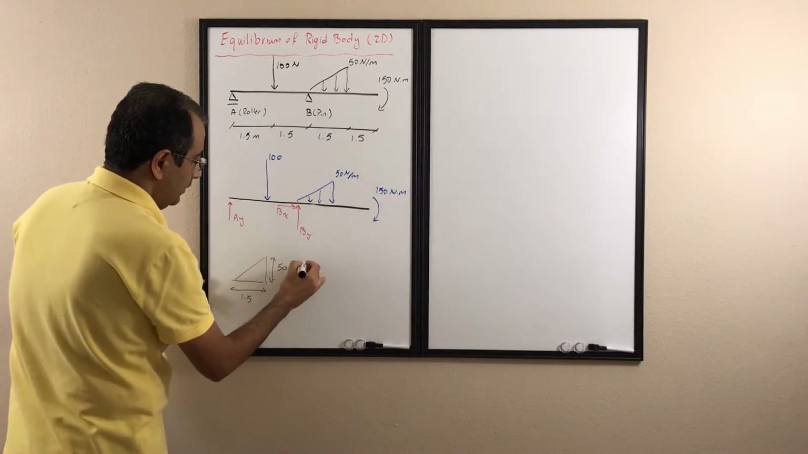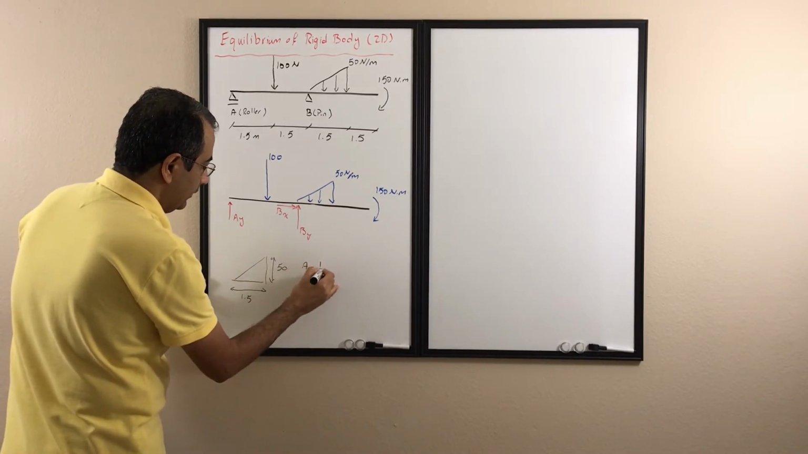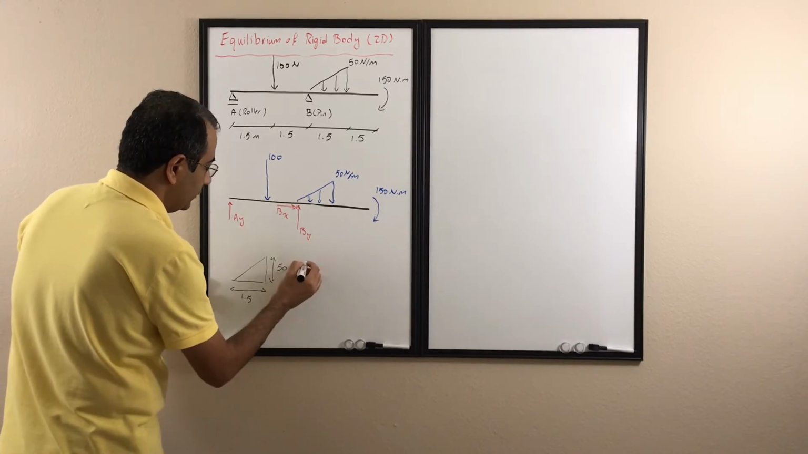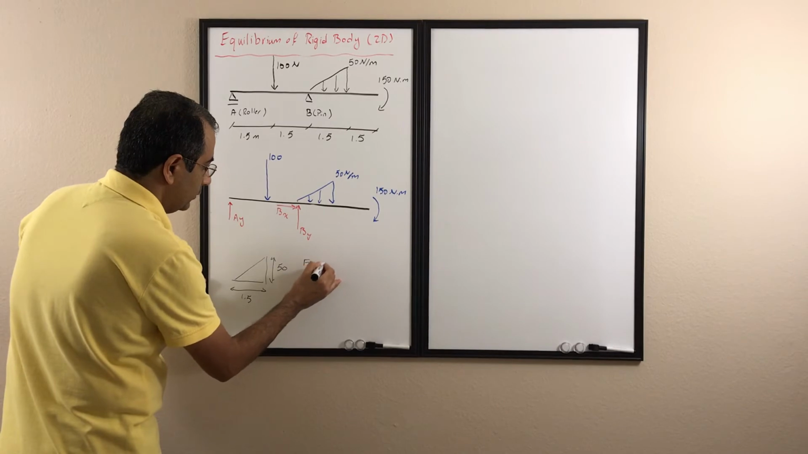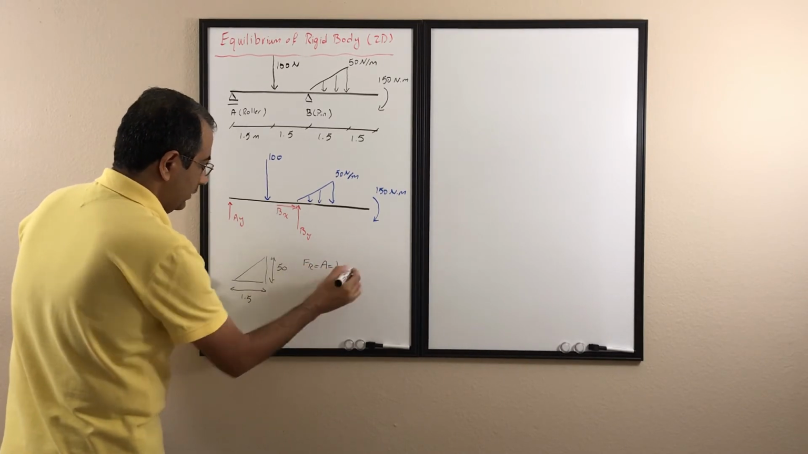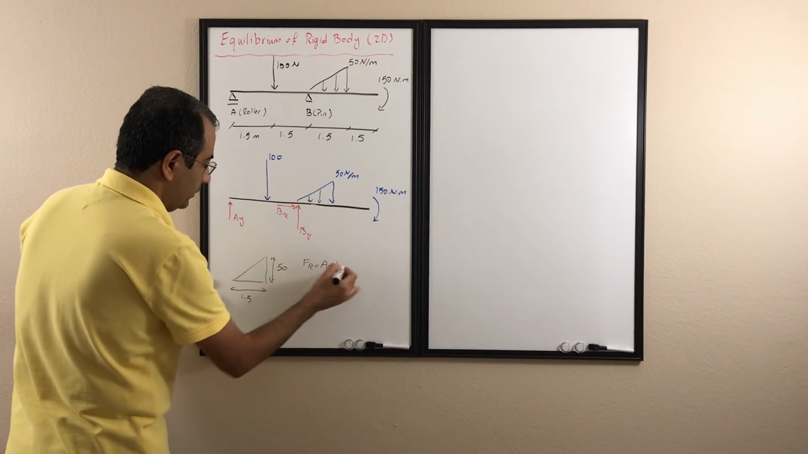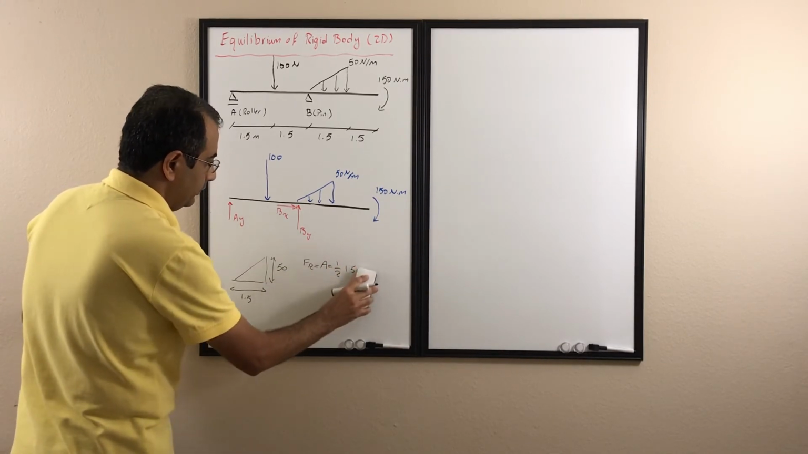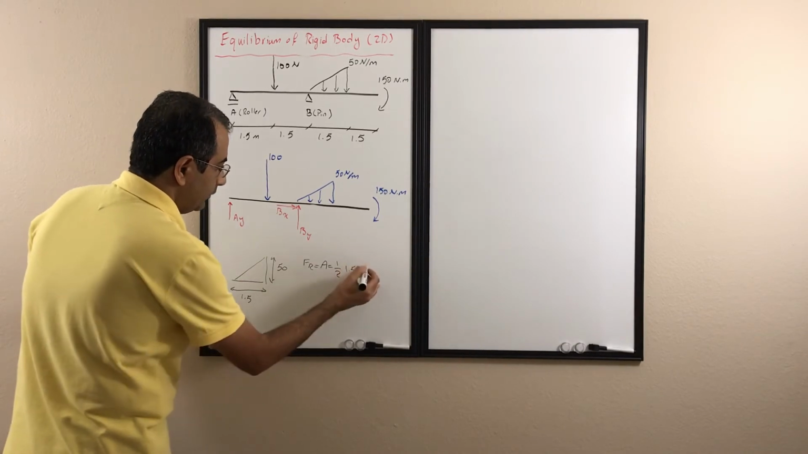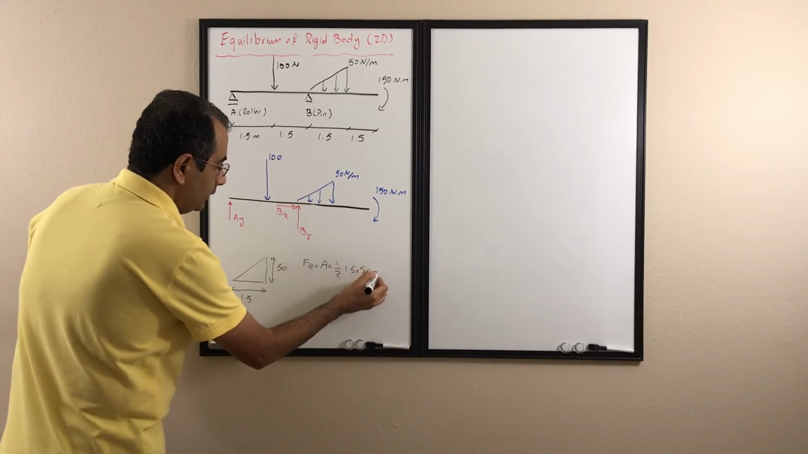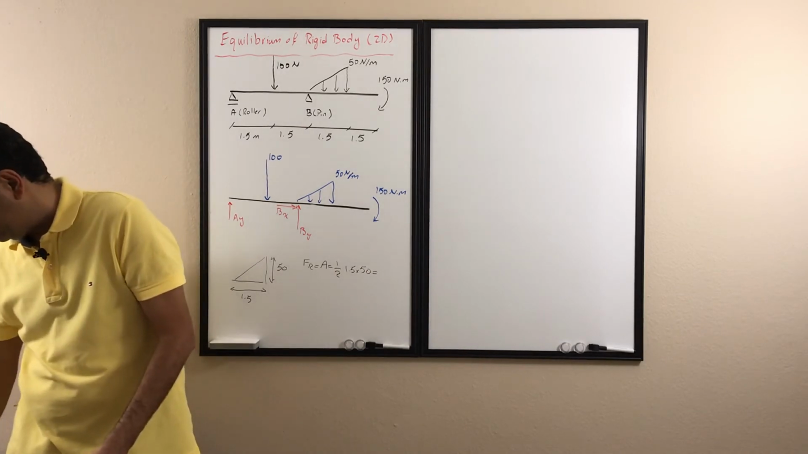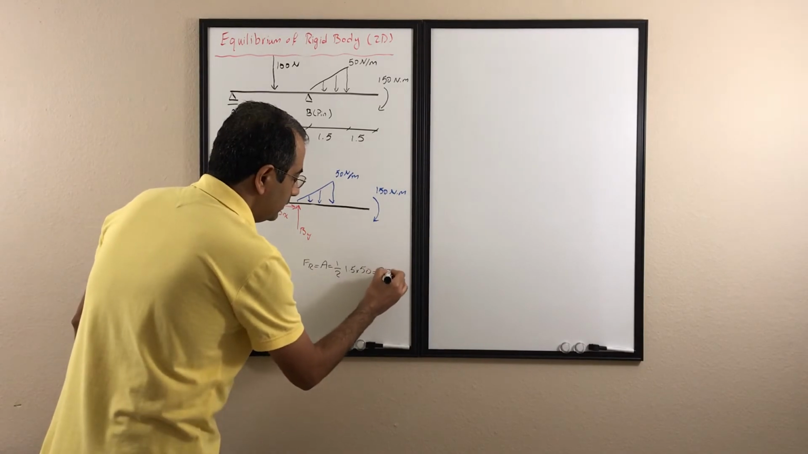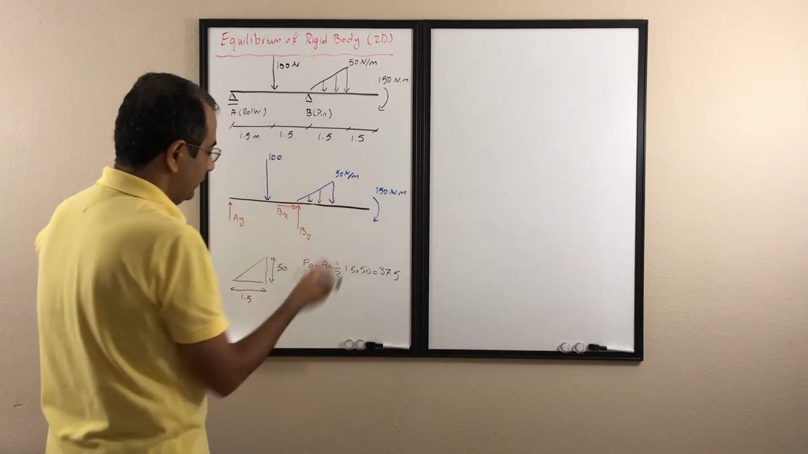So the area underneath is half of 1.5 times 50, so the equivalent force is going to be 37.5. So that's the magnitude of that force.